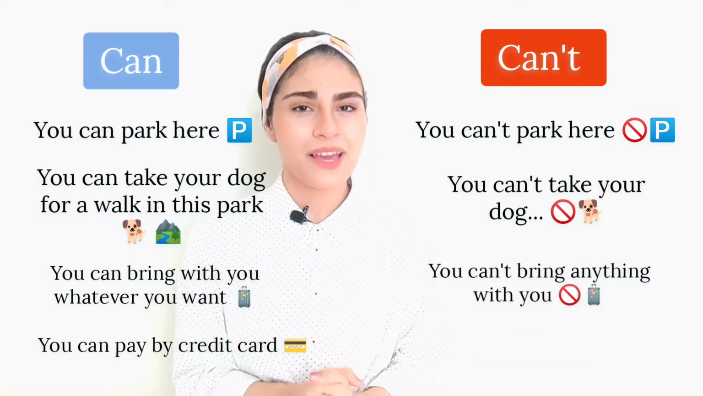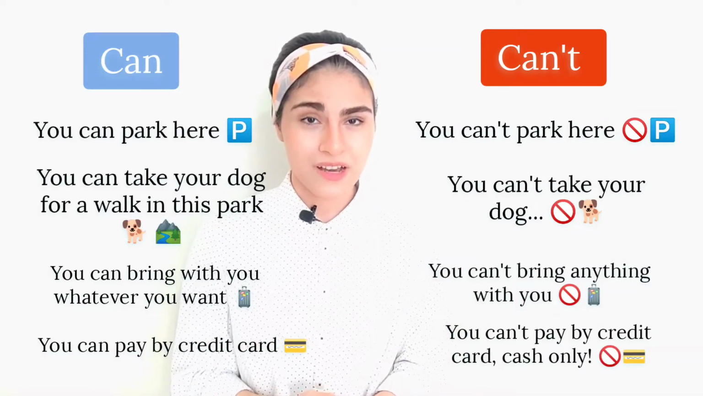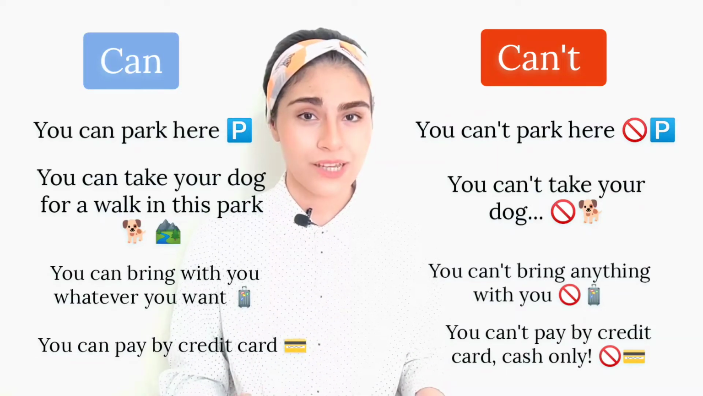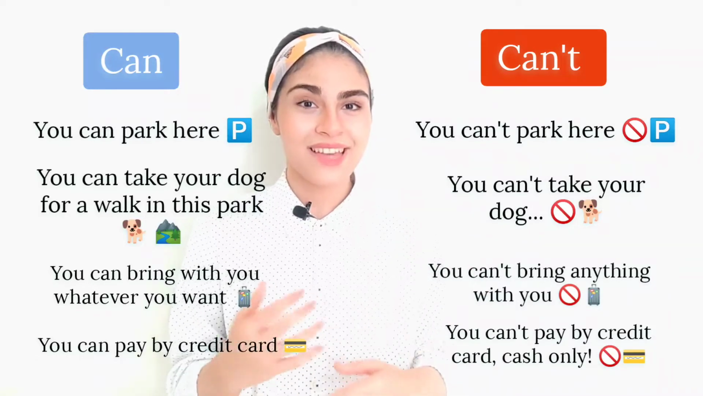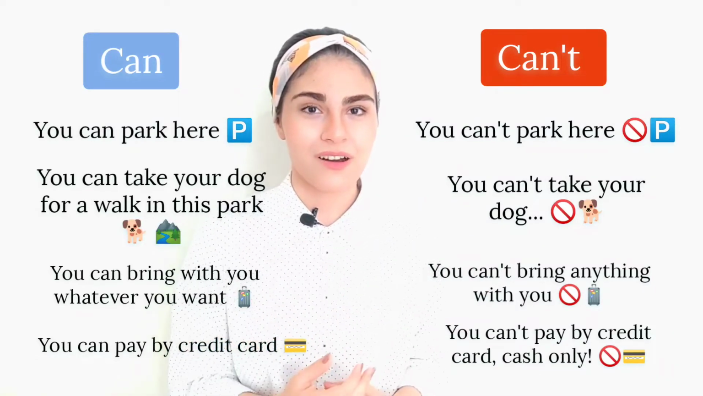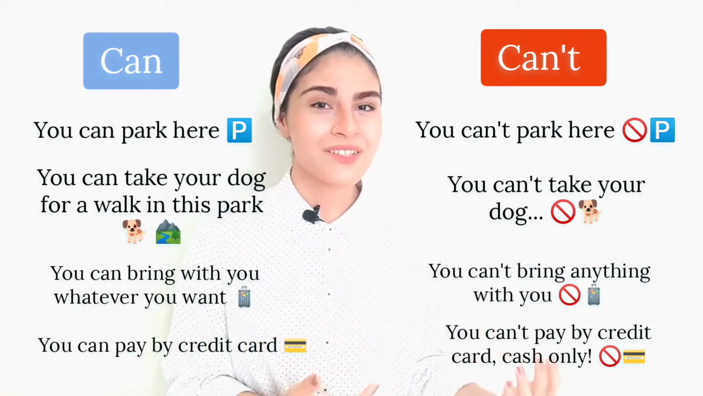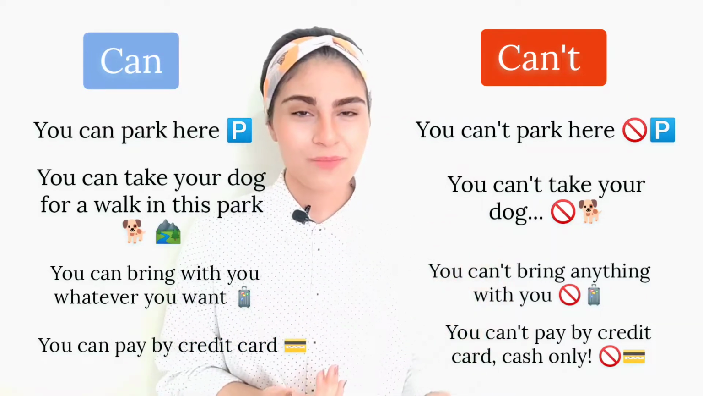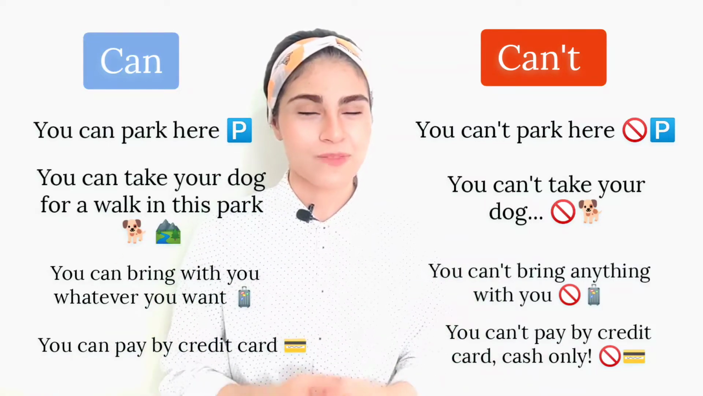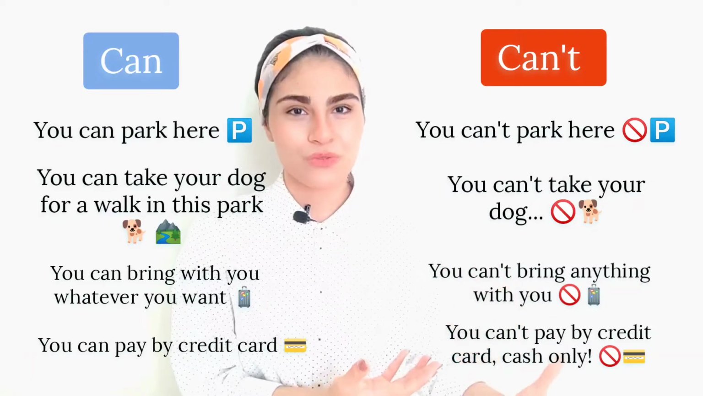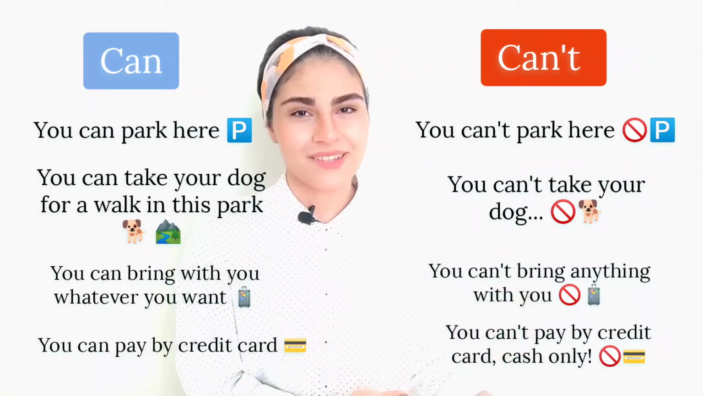You can pay by credit card. You can't pay by credit card here. Cash only. It means it's not possible. It's a rule and it's against the rules to pay by credit card. Cash only. So we use can and can't to talk about permission and obligation, being allowed to do something or not being allowed to do something because it's against the rules or because it's prohibited, just like mustn't or must not.